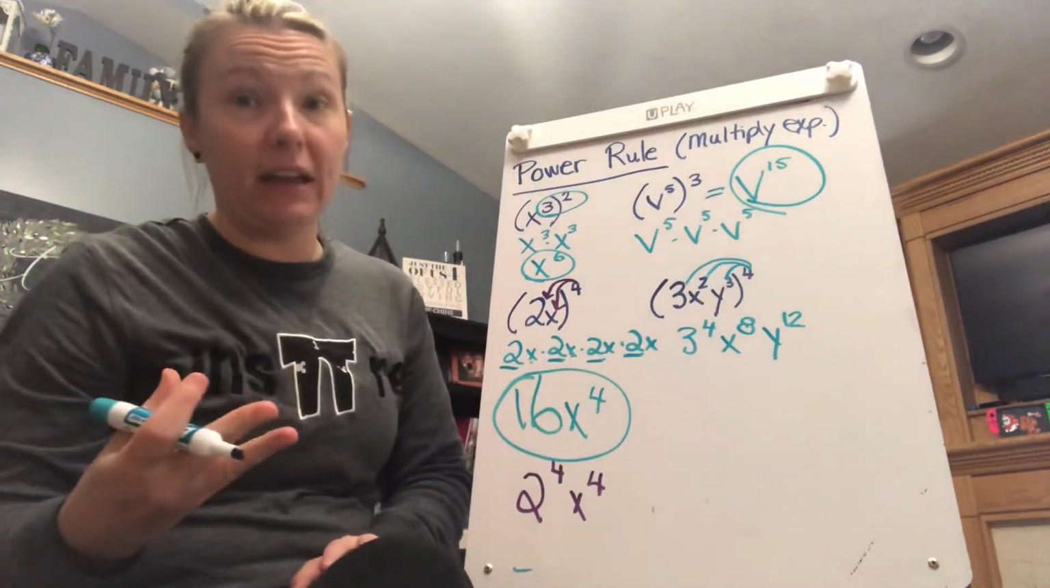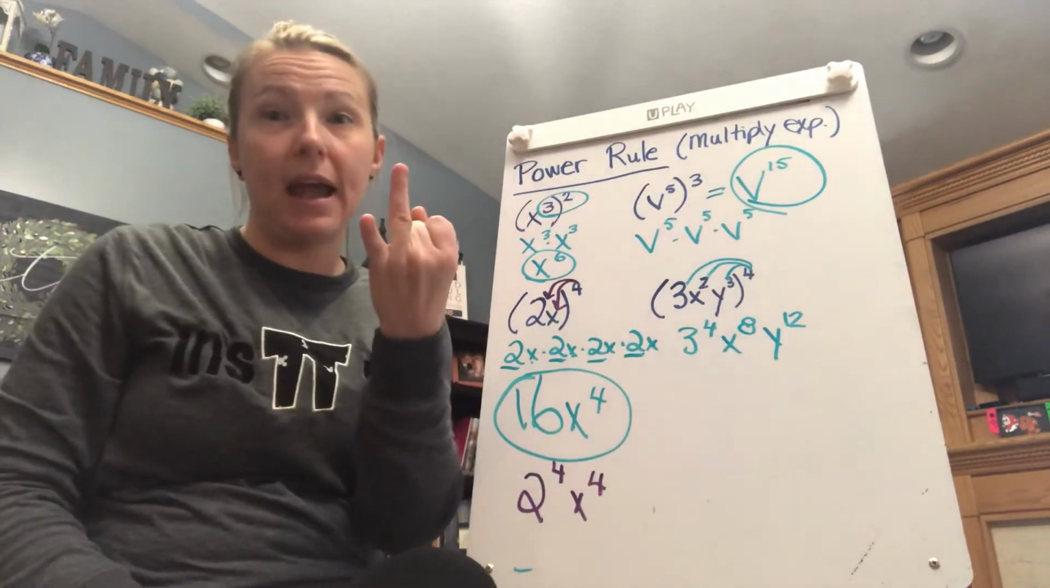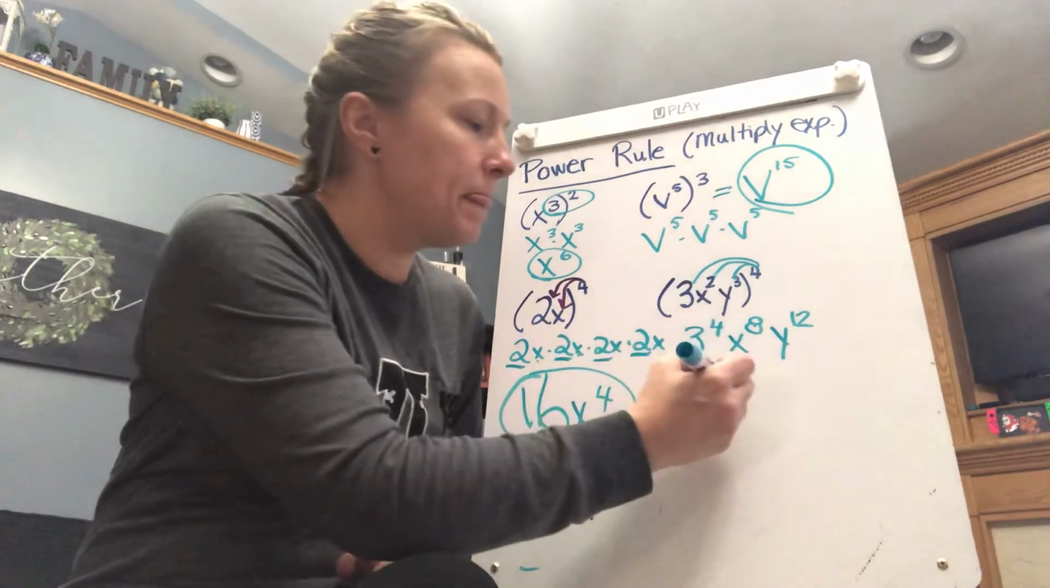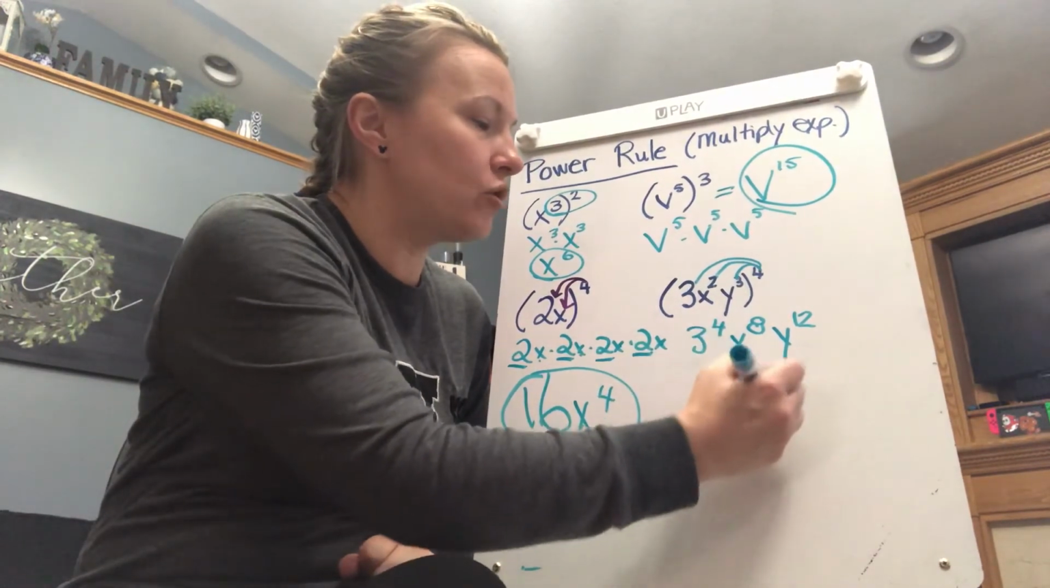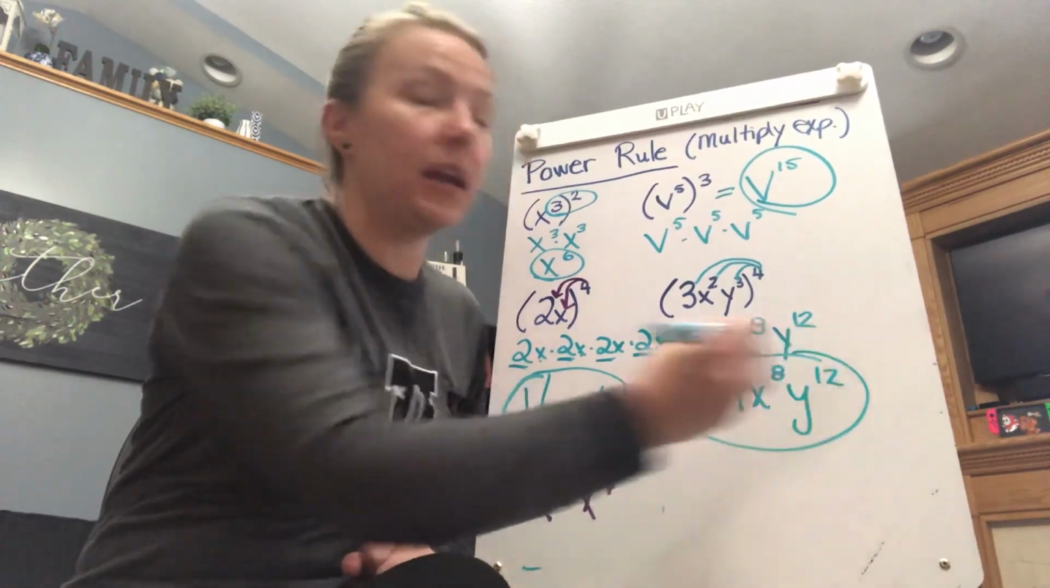But I'm going to simplify it because we're in Algebra 2. And I'm going to do 3 to the fourth. So 3 times 3 is 9, times 3 is 27, times 3 is 81. 81 x to the 8, y to the 12 should be your answer. Okay?